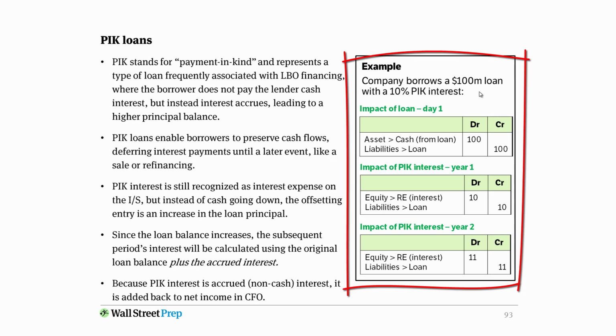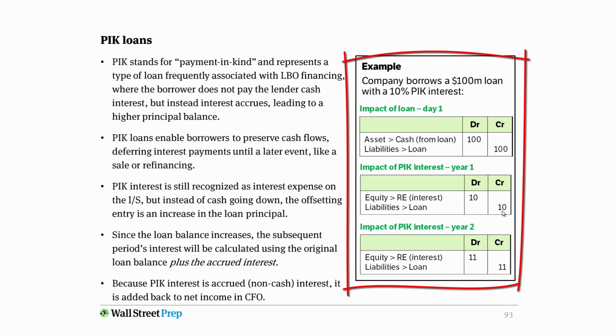We see a company that borrows $100 million with a 10% PIK interest associated with it. So on day one, it's no different than borrowing a regular loan. There's a $100 million debit to cash from the loan and a $100 million credit to the loan on the liability side of the balance sheet. Now, after year one, you've generated some interest. Of course, it's treated exactly on the income statement the way any cash interest would be treated. It's recognized as interest expense and hits retained earnings as a debit. But here's where it's different. Instead of cash being credited, the loan is credited. The loan goes up by 10.